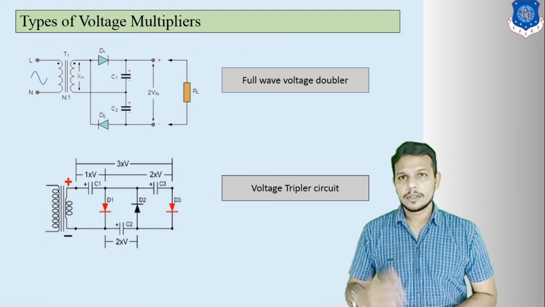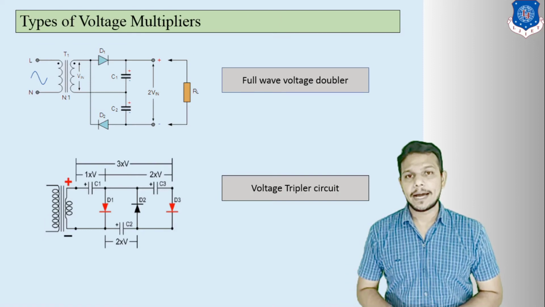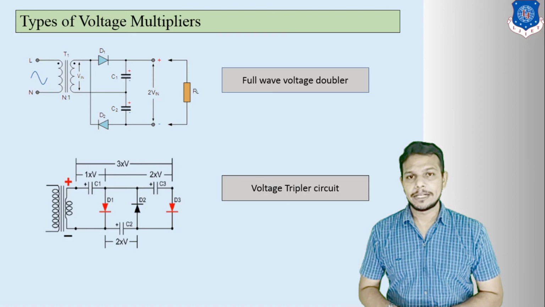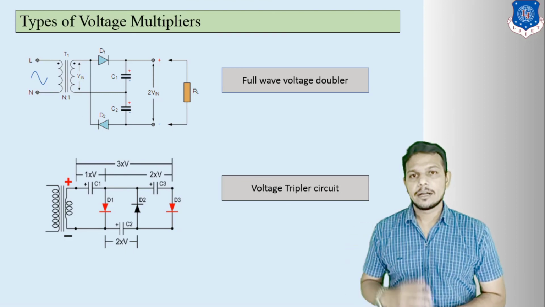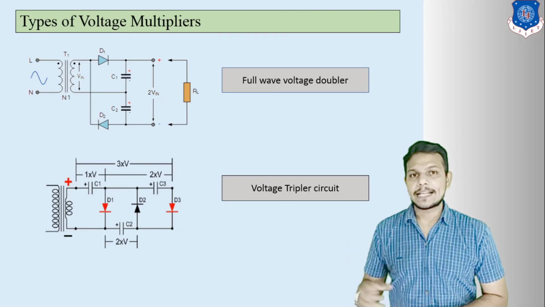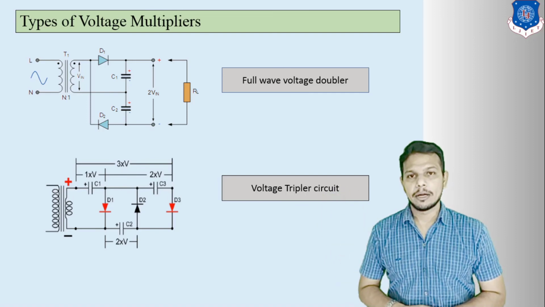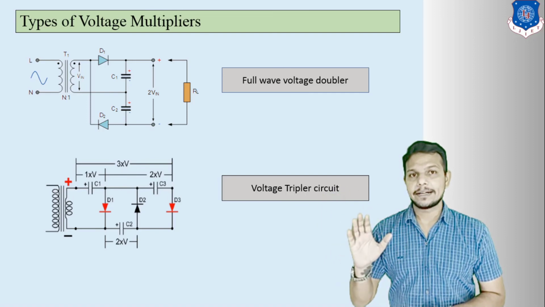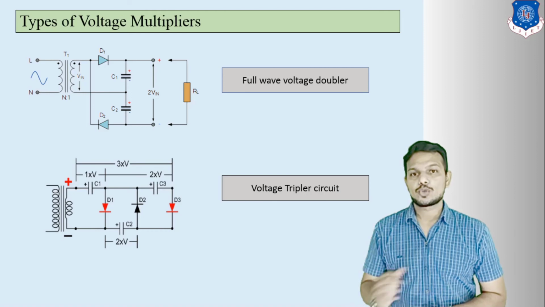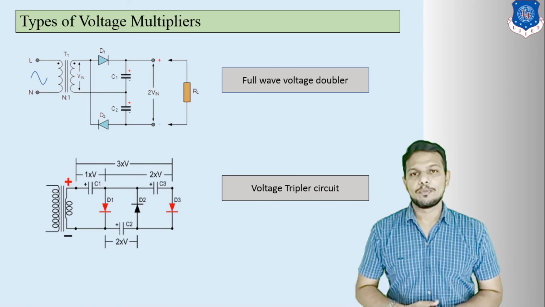Now the types of different voltage multipliers. There are various types of voltage multiplier. We have seen the half wave one. Similarly, we can see the full wave voltage doubler. In this circuit diagram, we will also get twice Vm at the output side.